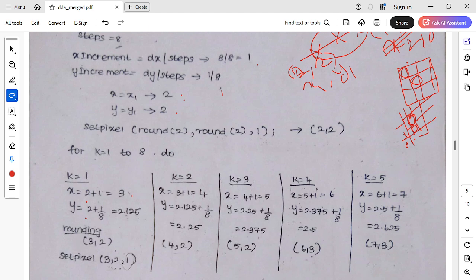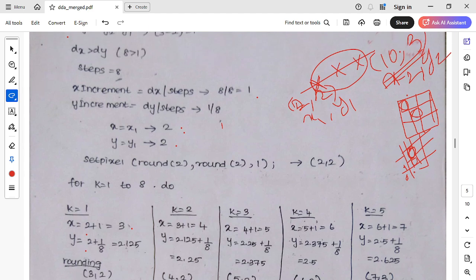And next is k equal to 2. Again, you have to find this value. The value for this particular point we found to be 3 comma 2. So next is x plus x increment. From this you're going to continue. The value for x is going to be 3, so 3 plus 1, where the x increment is 1, equals 4. And the value for y is 2.